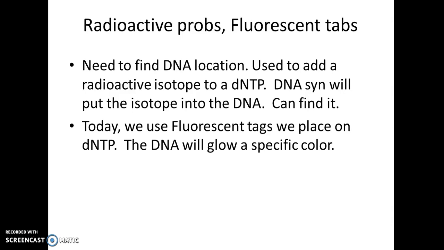So radioactive probes can be used to find the location of DNA. The radioactive isotope is attached to a deoxynucleotide. DNA synthesis will put the isotope and the deoxynucleotide in place and allows us a way to find DNA without staining it. Today we can also use fluorescent tags on deoxynucleotides and nucleotides, and when a special light or laser is shined on the DNA, each nucleotide will give its own glow at a specific color. So you actually know which deoxynucleotide you're looking at.